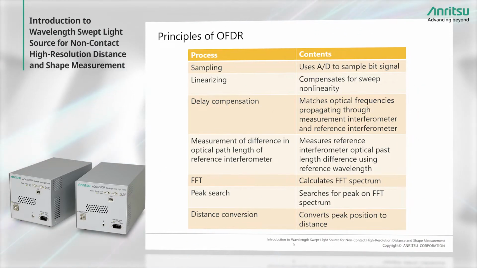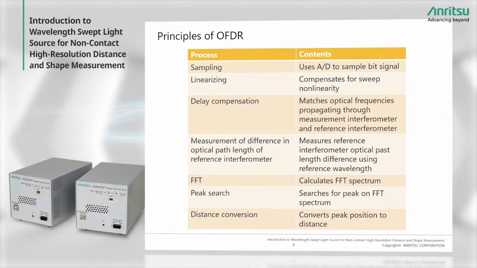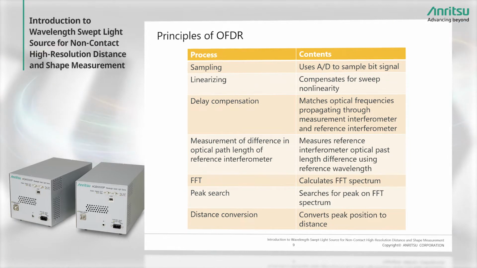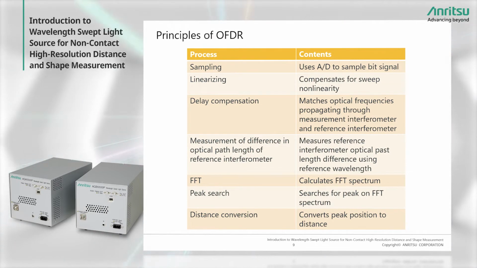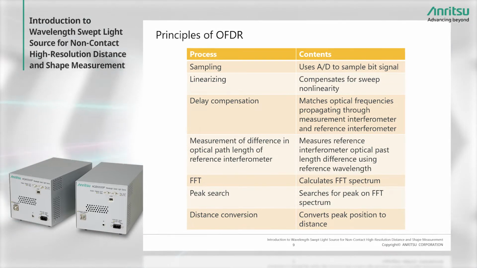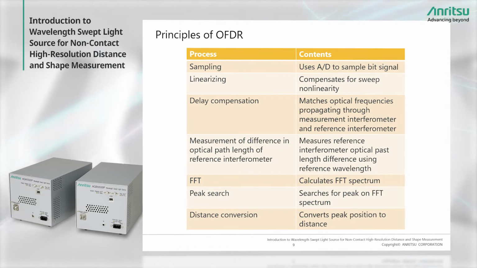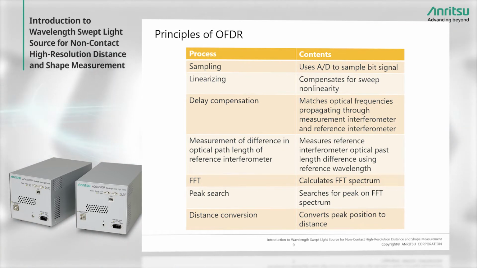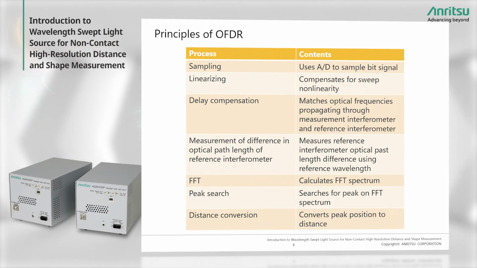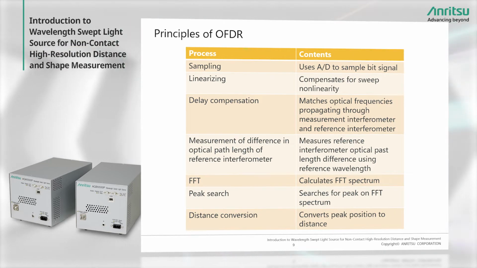Okay, this slide summarizes the various processes used to calculate distance by OFDR. The procedure is a continuous sequence for each sweep composed of sampling, linearizing, delay compensation, measurement of difference in optical path length of reference interferometer, FFT, peak search and distance conversion. The next few slides explain each of these processes.